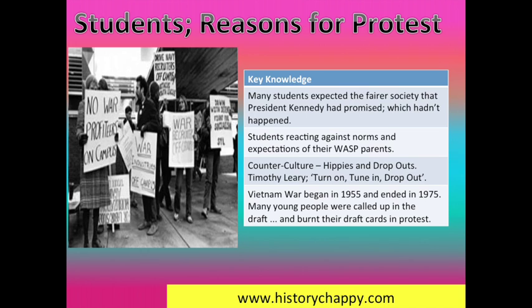Now, the Vietnam War began in 1955 and ended in 1975, although American troops had withdrawn from the conflict some time before that. Many young people were called up or conscripted via the draft process. And, as this was a particularly brutal war, many young people burnt their draft cards in protest. The Woodstock Music Festival of 1969 gave a platform to many anti-war messages and songs by musicians such as Bob Dylan.